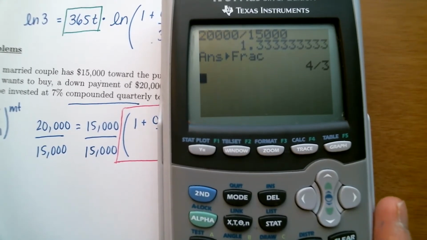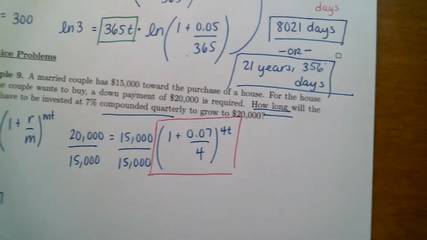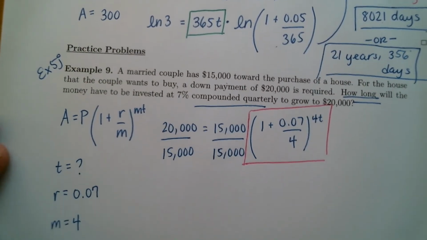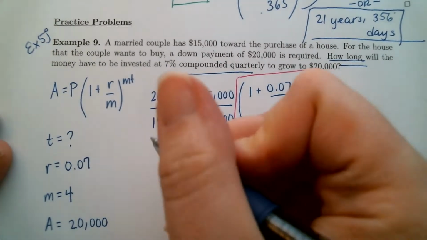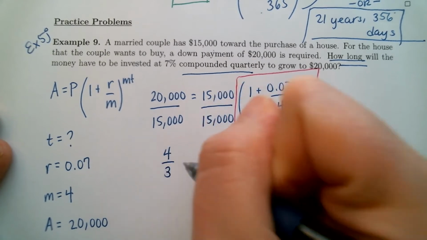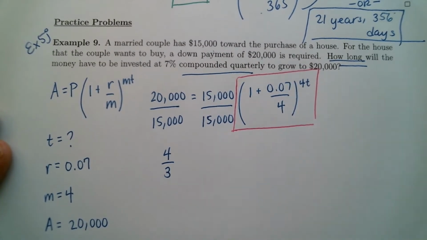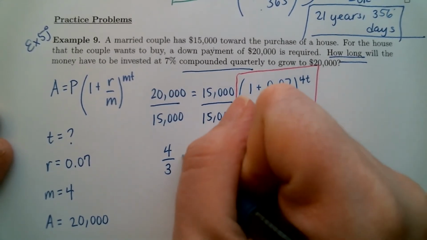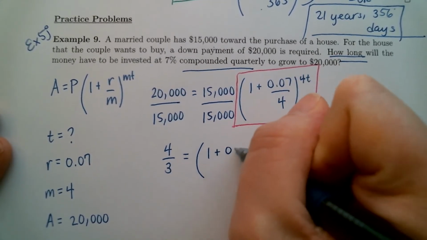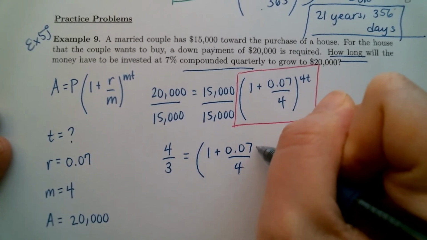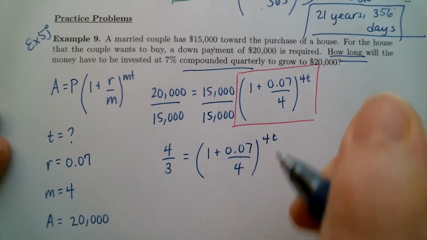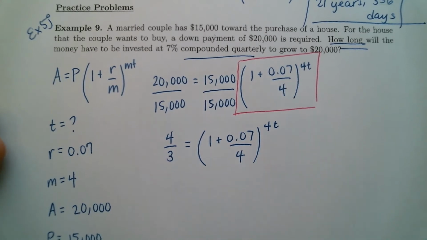So the 1.3 repeating is actually the same thing as 4/3. So 20,000 divided by 15,000 reduces to 4/3. So you can do that. The 15,000s will cancel on that side, and so that's going to leave us with 1 plus 0.07 divided by 4 raised to the 4t power. So that's our first step. We got the quantity that contains the t isolated.